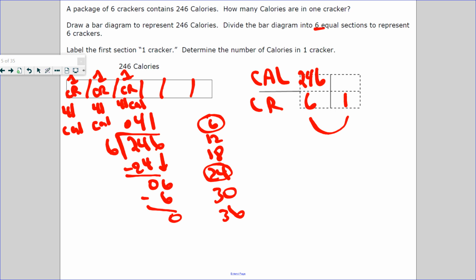How do I break this down to 1 cracker? What's the relationship from 6 to 1? It's divide by 6. And did we divide by 6 right here? Yes, we did. So there are 41 calories for every cracker, for each cracker, per cracker. So that is called the unit rate. Unit rate is finding it for 1 item, for 1 unit.